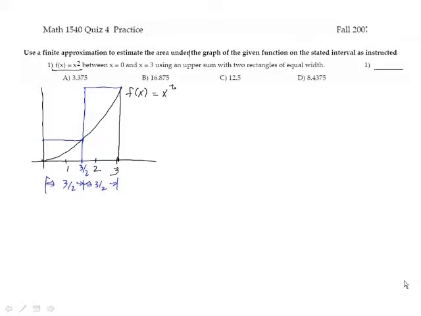And the height of the rectangle, since the function is f of x equals x squared, this height would be 9/4, and this height would be 9. Notice that you figure that out by looking at the value of f of x at the top of each rectangle. And of course this would be 3 squared.